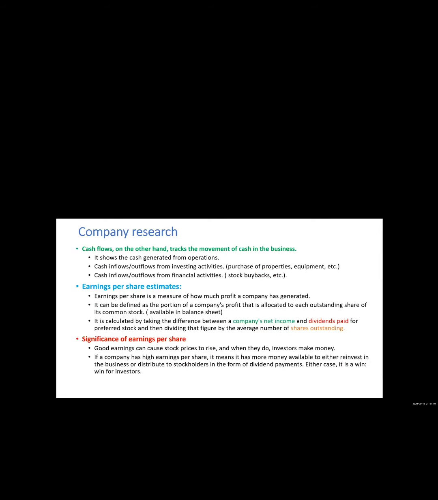Okay. So the next important figure that we just discussed was earnings per share estimates. Like revenue, all companies, when they report earnings, you'll see two bottom metrics. One is earnings per share estimates and another is revenue. And earnings per share is a measure of how much profit a company has generated. It can be defined as the portion of a company's profit that is allocated to each outstanding share of its common stock. So this figure is available in the balance sheet. That is the outstanding shares. That's the total number of shares that's out there for the company. It's available in the last line of the balance sheet. You'll see the total outstanding shares at the end of the balance sheet.